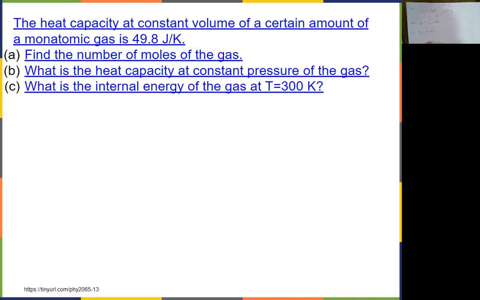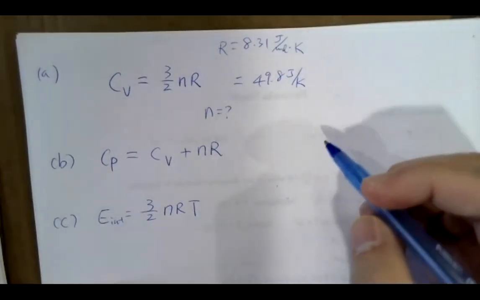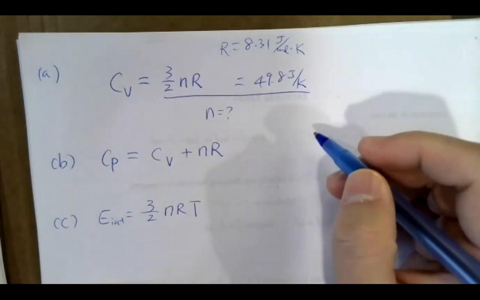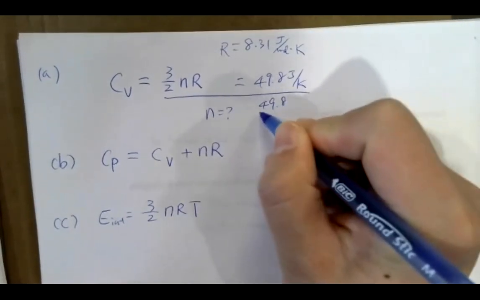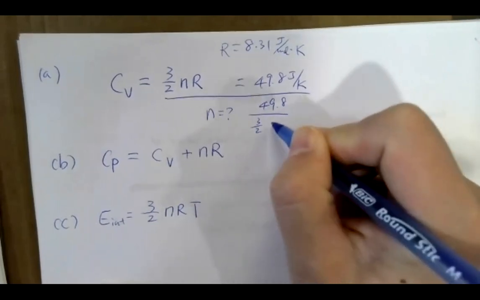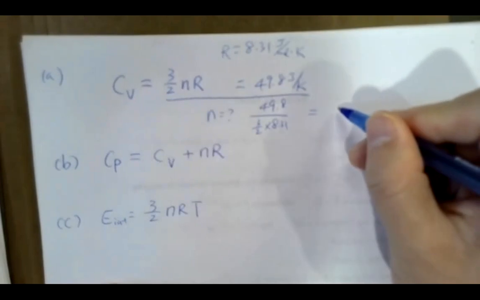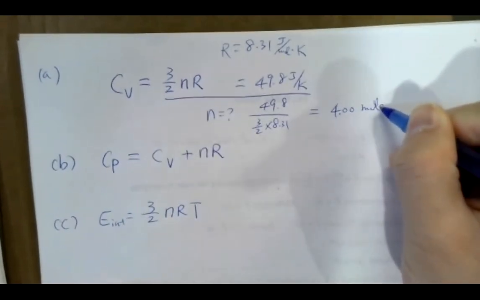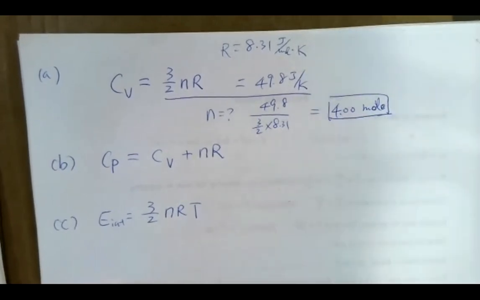All right. So let's see here. You're looking for n here. So basically you start from there. Okay, so n would be equal to 49.8 divided by 3/2 times R, 8.31. Okay. It should be about 4.0 moles. Okay, about 4 moles there. Or 3.99.